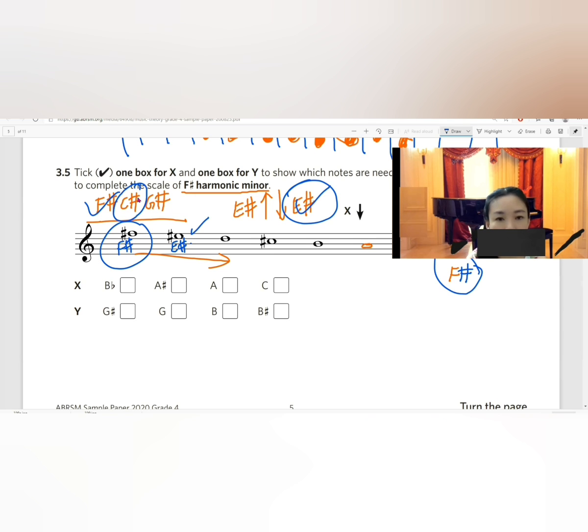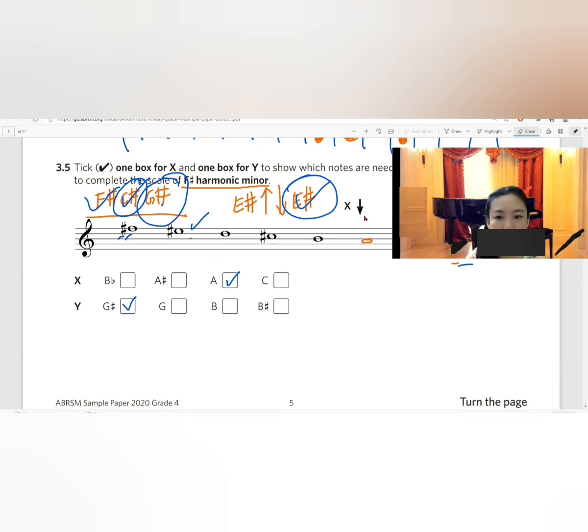And there's a C sharp, which is also done here. C sharp is also done. Only left with G sharp. G sharp is not yet done, so you need to write it down here. Okay, so this is your answer. For X, you need an A. For Y, you need a G sharp. So these two will be your answer. Then after that, you just erase the rest of the working.